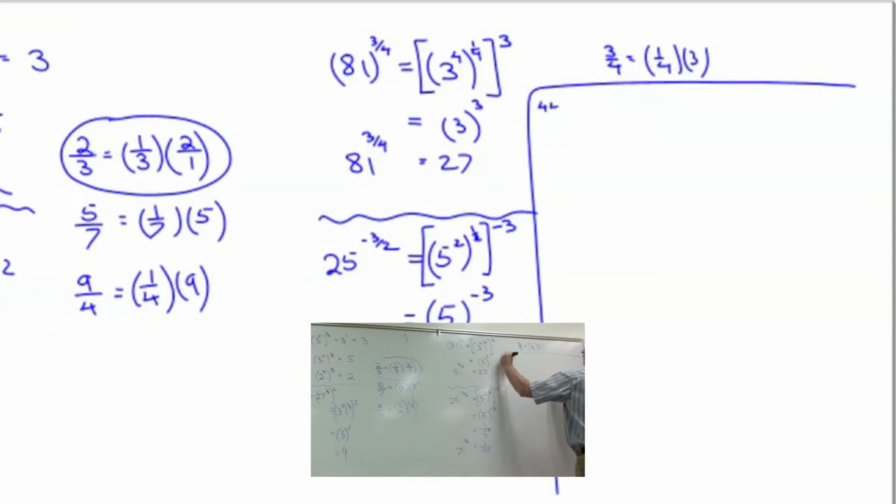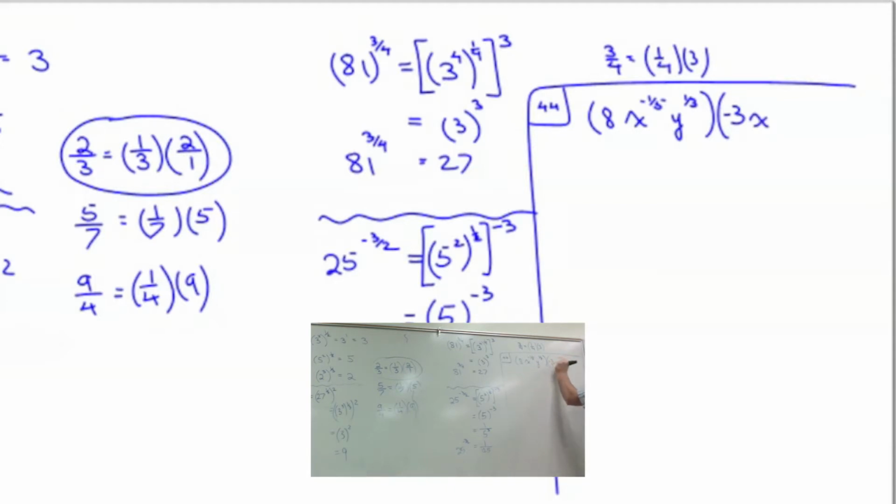Number 44 is a little bit longer. 8, x to the negative 1/5, y to the positive 1/3, times negative 3, x to the negative 1/4, and y to the positive 1/6. Remember these things? First things first.